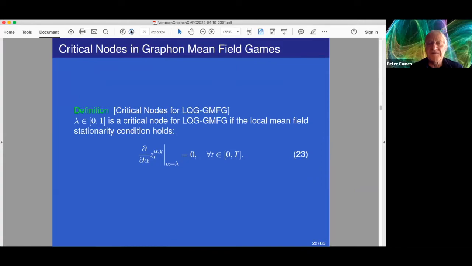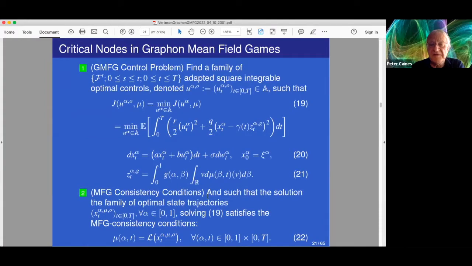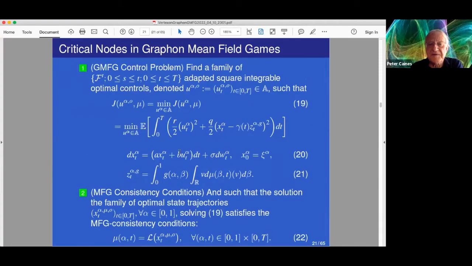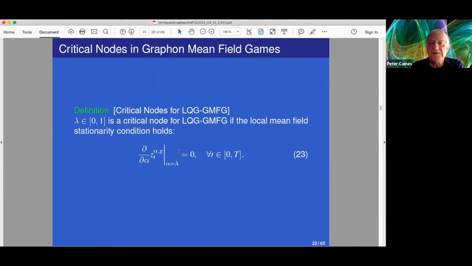Now, the definition of critical nodes to begin with is that it's a stationary value with respect to the agent index of the mean field seen locally. So it's, as we said before, the phrase we use was the global mean field term. So I'm going to use that term here, global mean field term.